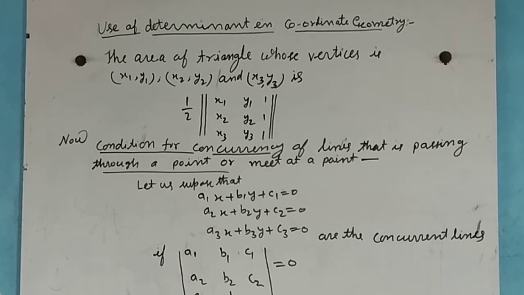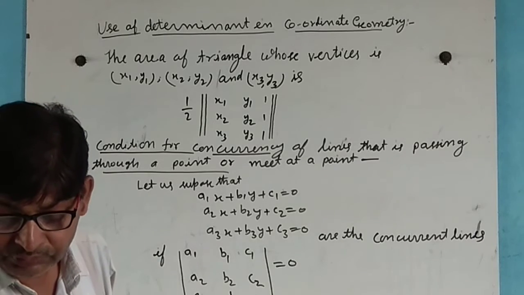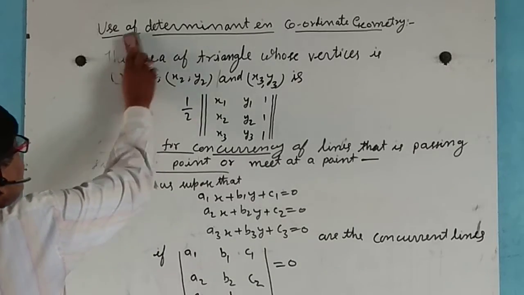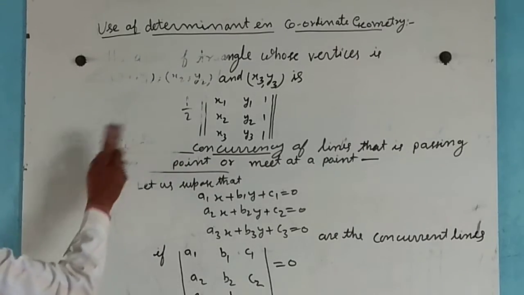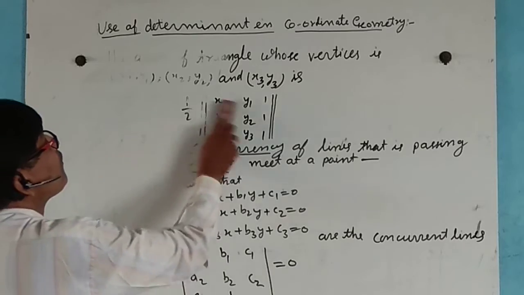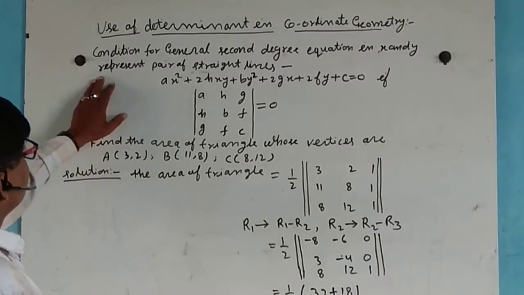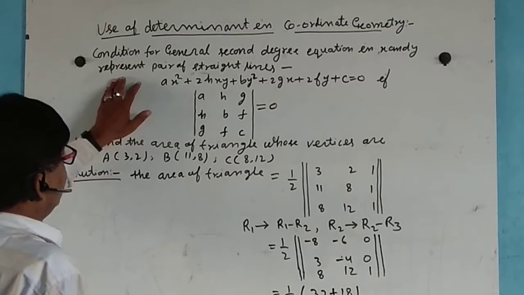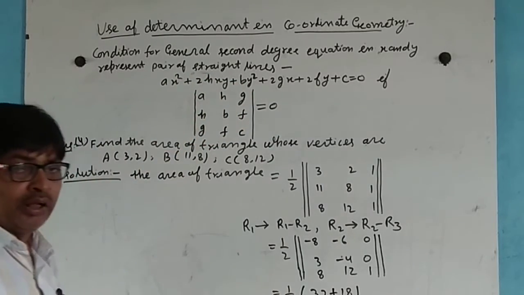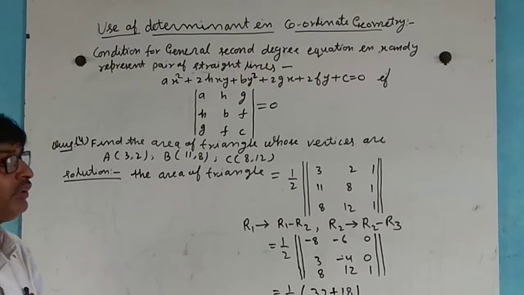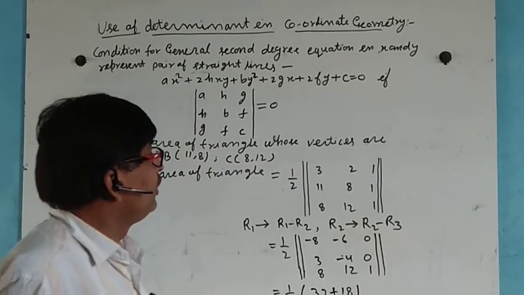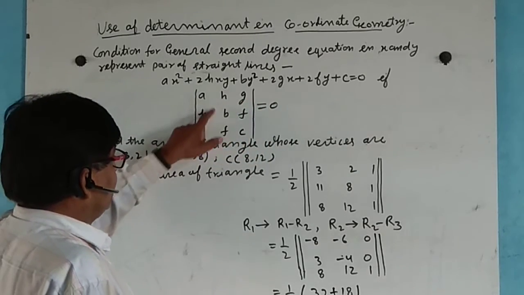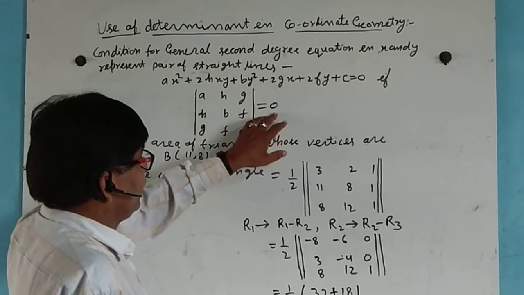Now, condition for a general second degree equation in x and y to represent a pair of straight lines: ax square plus 2hxy plus by square plus 2gx plus 2fy plus c equal to 0, if the value of the determinant a, h, g; h, b, f; g, f, c is 0.